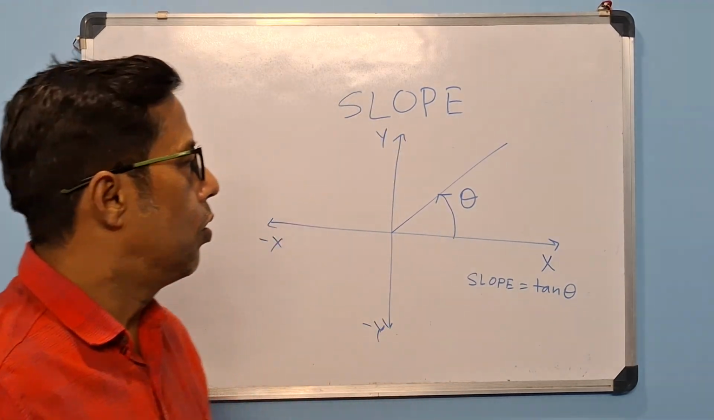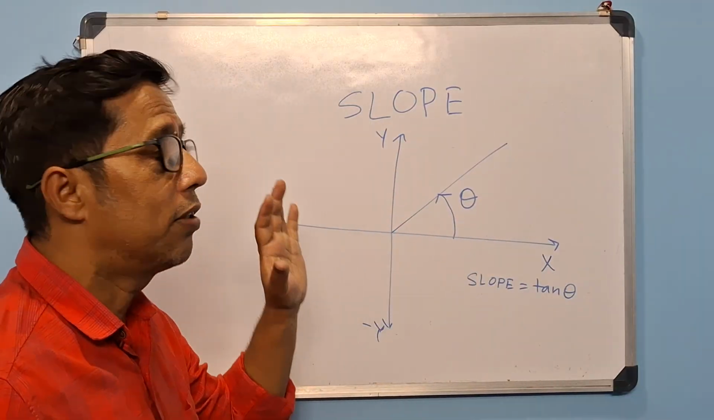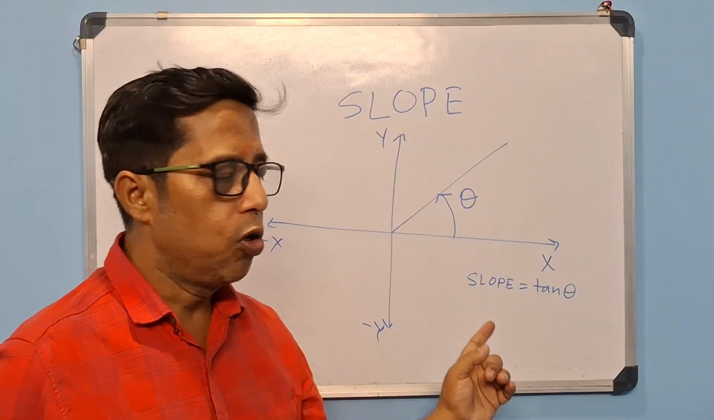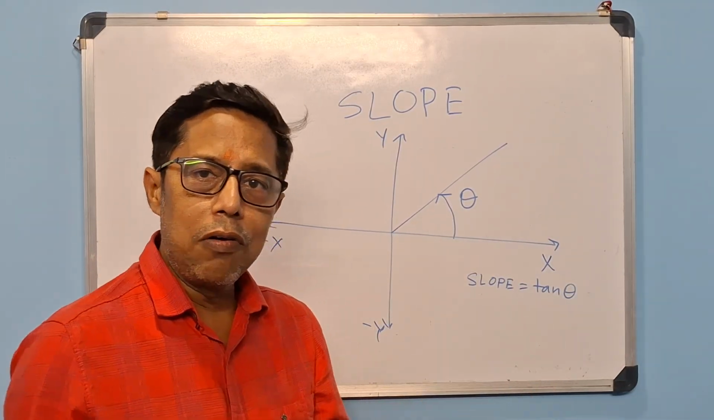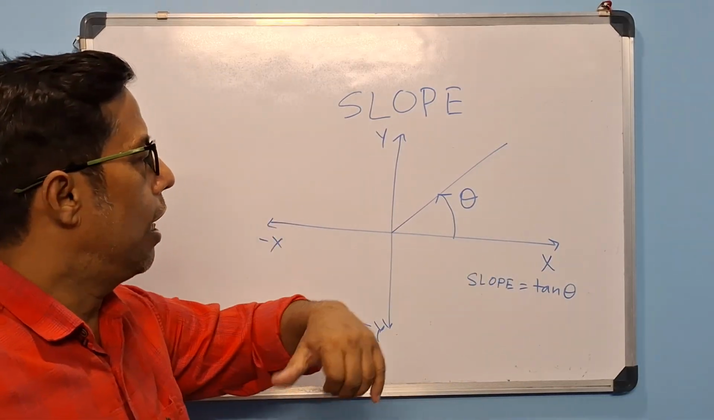In ICSE class 10, there is a special chapter, straight line. That chapter is based on the concept of slope. Also, slope helps you get velocity and acceleration in graphical presentations. Okay, let's come to the point.